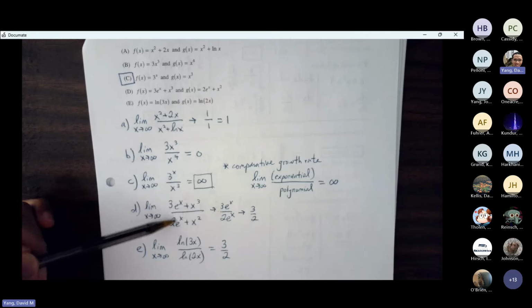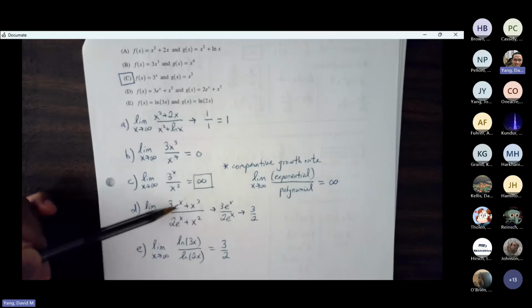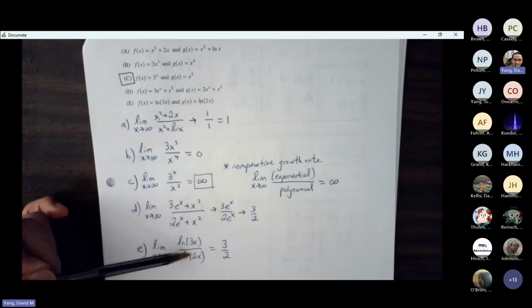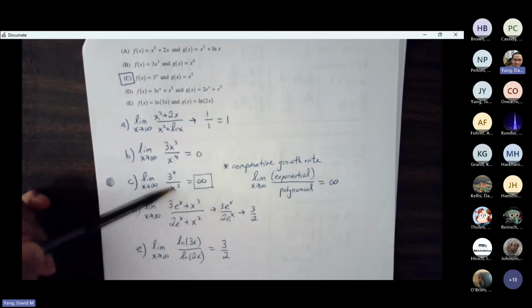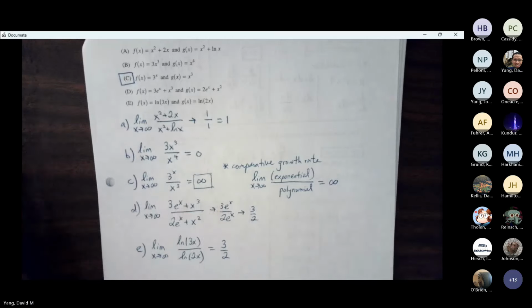This one, e to the x and e to the x, we can disregard the x cubed and x squared. These are lower than e to the x. So the degrees are the same, just 3/2. And then here, natural log, same degrees, same family of functions, my ratio is just 3/2. So the only one that's going to go to infinity is that 3 to the x exponential over a polynomial.